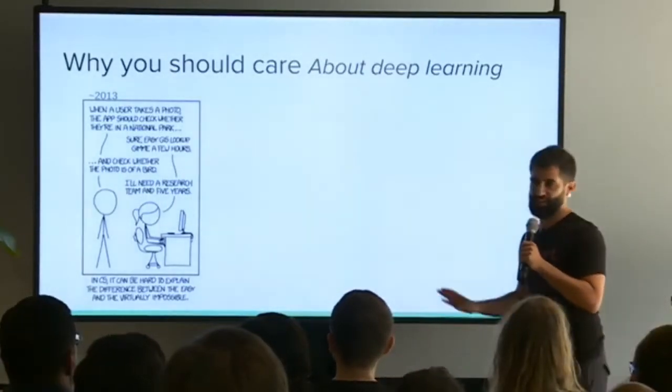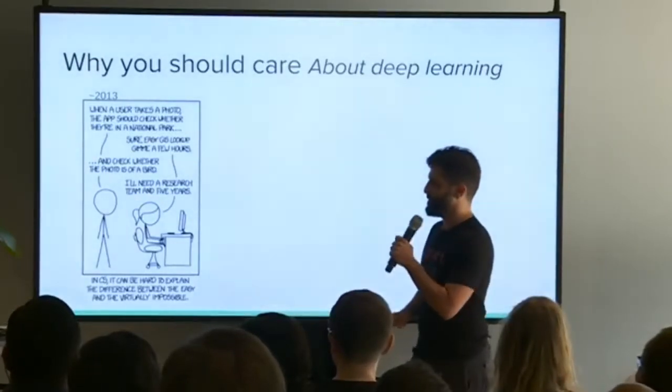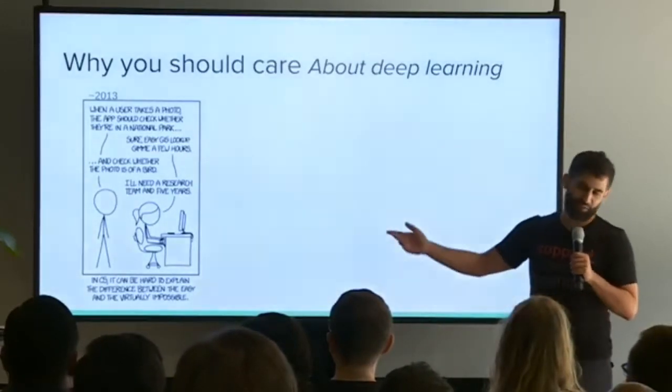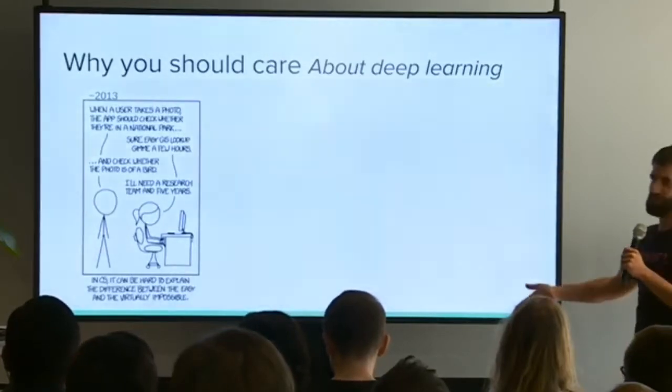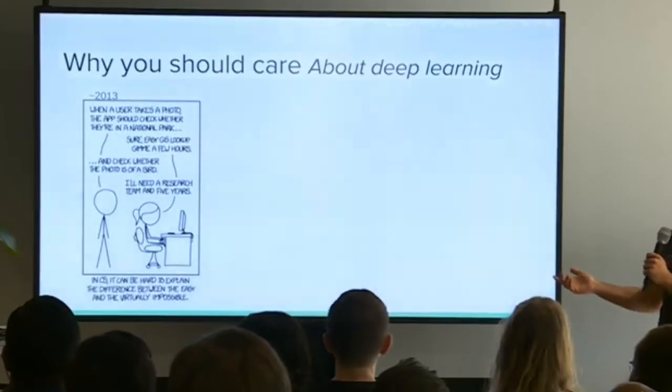So XKCD is the ultimate geek comic, right? This guy, Randall Munroe, I think his name is, and he's very, very smart. He puts out a comic weekly, and he's got this one, which is a classic that he put out in 2013. You know, the annoying manager comes to the developer and says, when a user takes a photo, the app should check whether they're in a national park.